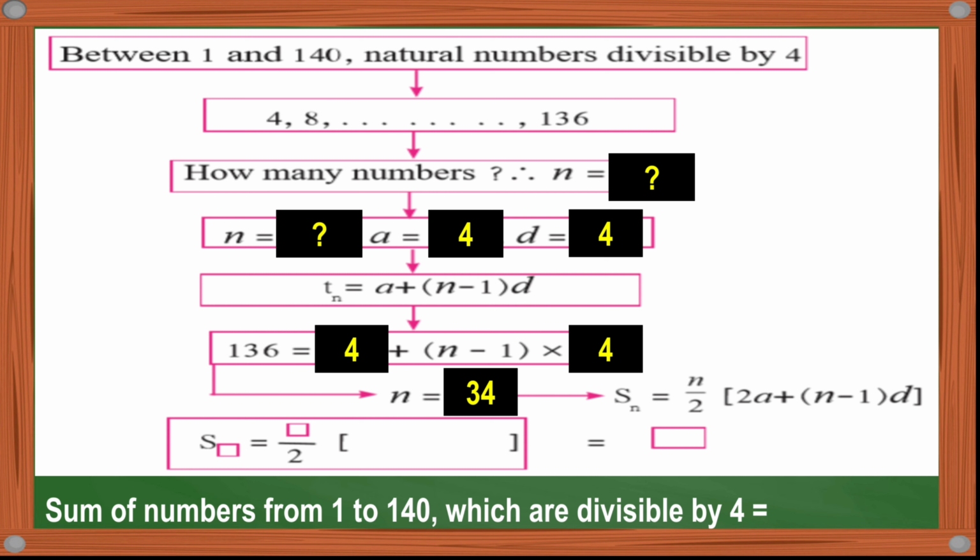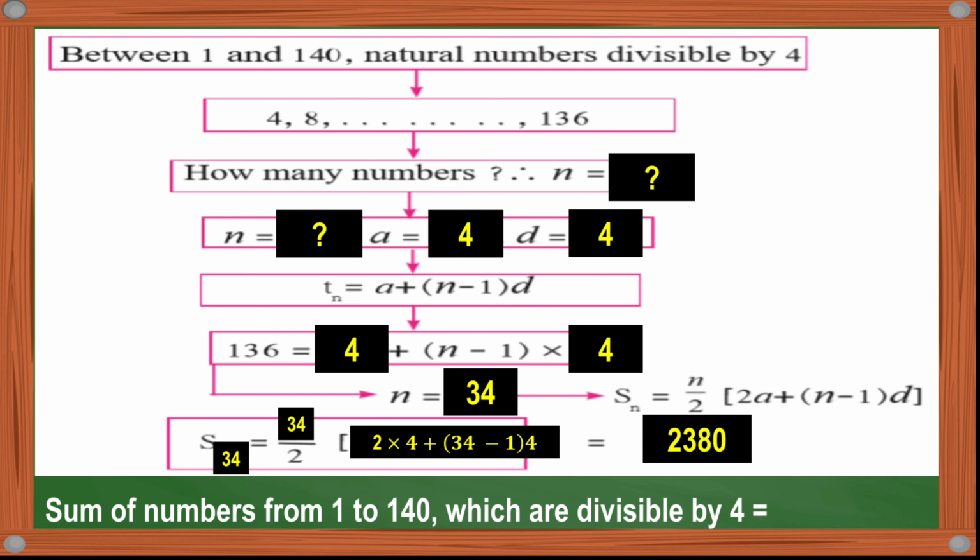So we are going to find the sum of those 34 numbers. The formula is n upon 2 in a bracket, 2a plus (n minus 1)d. Now there will be a substitution. S34 is equal to 34 upon 2, then 2 multiplied by 4 plus (34 minus 1) multiplied by 4. Now you are going to calculate it, and the answer is 2380. The sum of the numbers from 1 to 140 which are divisible by 4 is 2380.